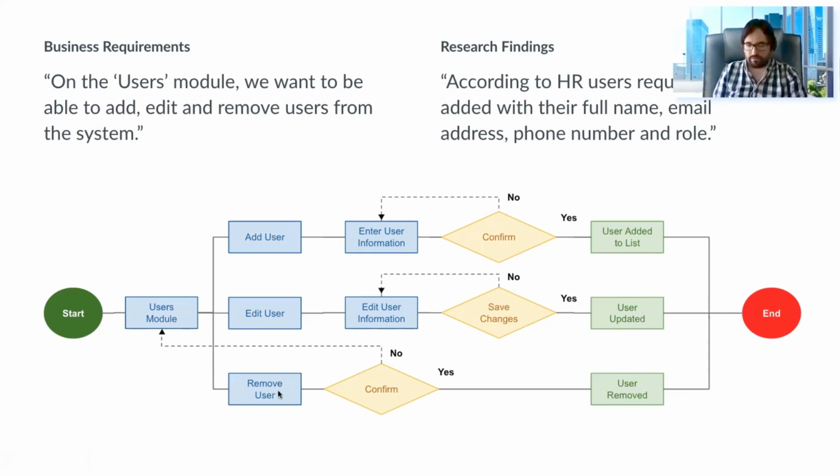If you want to remove a user, you don't need to change the information. You just need to confirm if you want to do that or not. You're giving users a confirmation that, are you sure you want to remove this user? If it's a no, you go back to the users module. And if yes, the user is removed from the list and the task is ended, right?